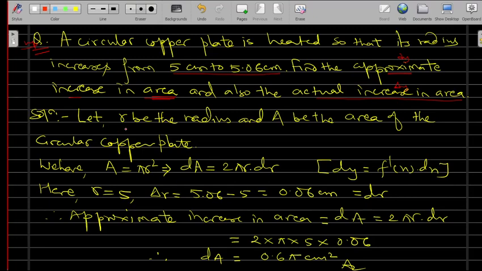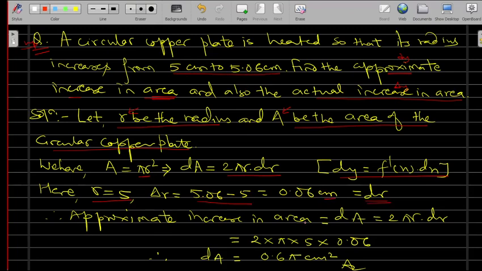So first of all, we have to suppose, according to the question, r be the radius and A be the area of the circular copper plate. We have supposed the symbols A and r. Then A is pi r squared, and dA is 2 pi r dr, the derivative with respect to r. dA equals 2 pi r dr, this condition. And when r equals 5, delta r equals the change, the difference between this and this, 5.06 minus 5 equals 0.06 centimeter, which is dr.